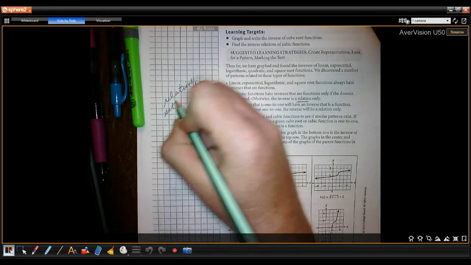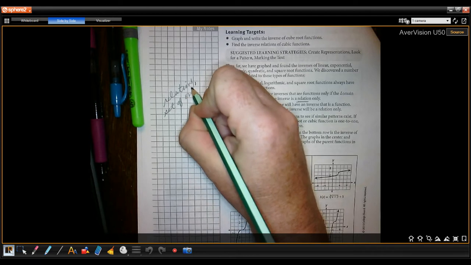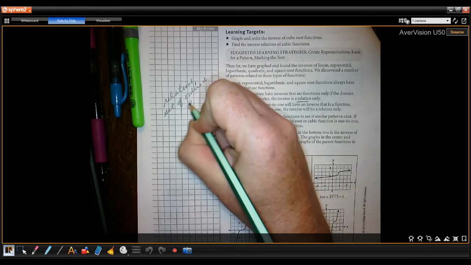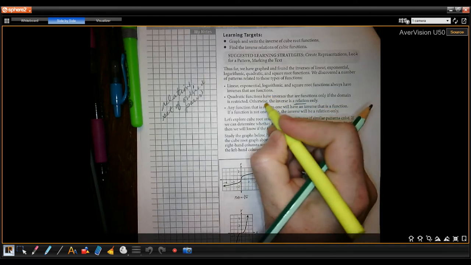Set of ordered pairs. Relation just is like a scatter plot, kind of just random points. All right, any function that is one-to-one, this is important as well. A relation and a function that's one-to-one will have an inverse that is a function. If a function is not one-to-one, the inverse will only be a relation. So remember, a one-to-one function is when your original is a function and your inverse is also a function. That was one-to-one.